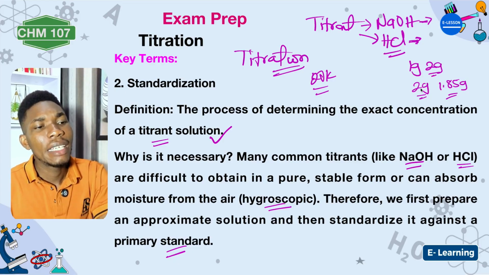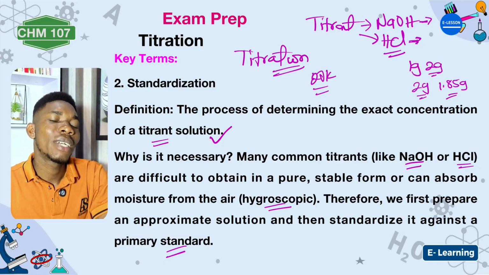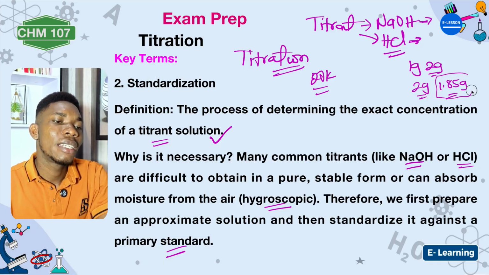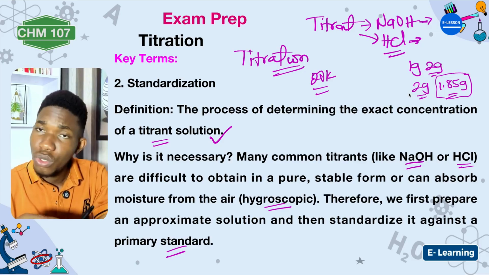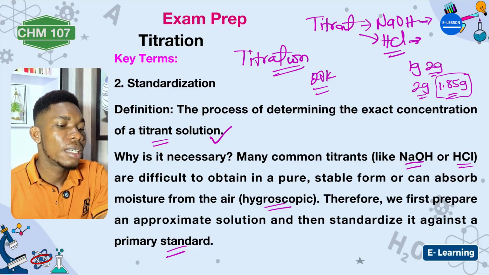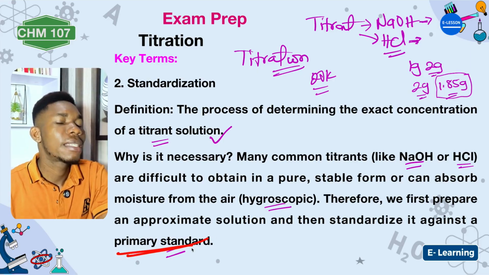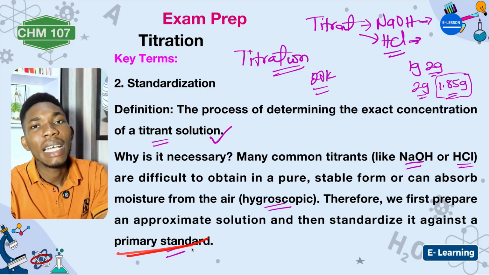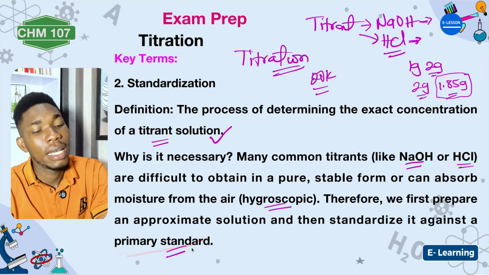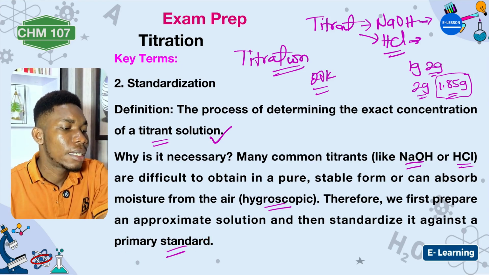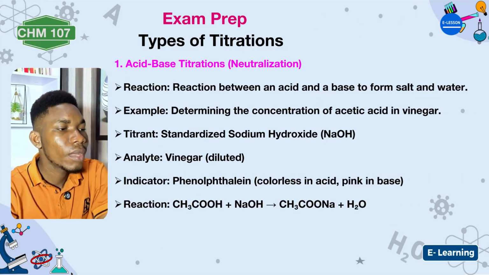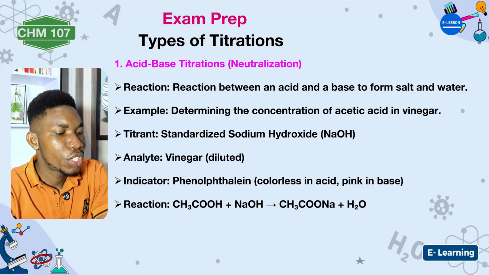So the general idea is we standardize to know that this one we say is 2 grams actually, but when we standardize, only 1.85 is actually there. That process is called standardization. And what we use for the standardization is called a primary standard. It's called, my dear students, a primary standard. Is that okay?